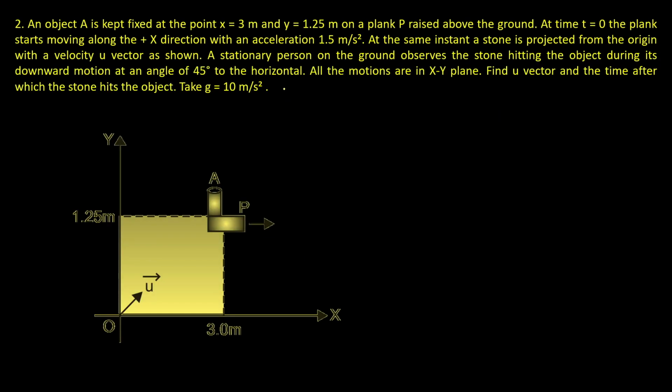So this is the next question, which basically came in IIT JEE 2000, and this is a good question. So the question is, an object A, this is the object, is kept fixed at the point x equals 3 meter and y equals 1.25 meter, as given over here, on a plank P. This is the plank raised above the ground as shown here. At time t equals 0, the plank starts moving along the positive x direction, as shown over here, with an acceleration a equals 1.5 meters per second square. This is basically the acceleration of plank P.